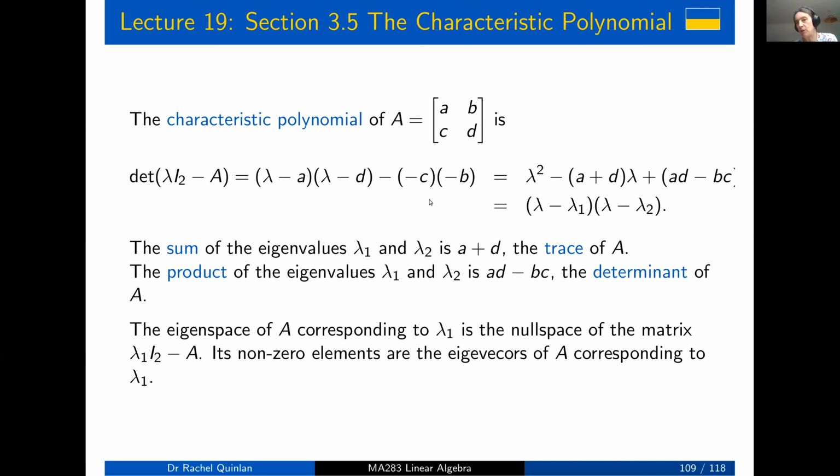So the trace and determinant of A turn up in the coefficients of the characteristic polynomial. The leading coefficient is always 1. The characteristic polynomial is what they call a monic polynomial. That means that the coefficient of its highest order term is always 1.